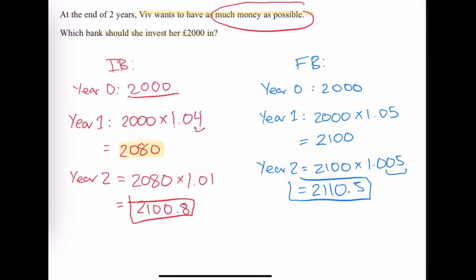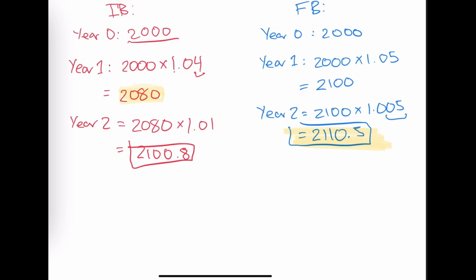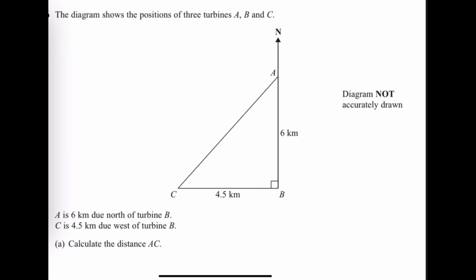The one that makes the most money is the Friendly Bank, and this is by around 10 more pounds. So that is the answer. And because it's a type of question where they specifically ask you, you need to make sure that you give a reason at the end. We need to make sure we say we want the Friendly Bank because it makes more money at the end of the 2 years.